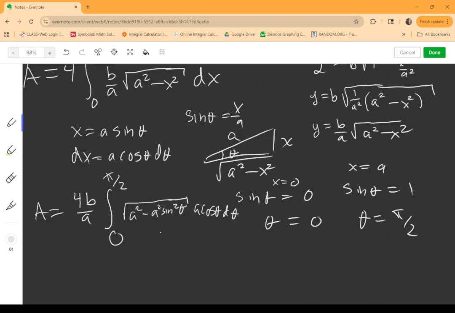Okay, and then factoring out a squared here and taking the root of that is a, but there's another factor of a here. From 0 to pi over 2. Actually, let me just write this out here. So we get a square root of 1 minus sine squared theta times cosine theta d theta, right? And again, factor out an a squared, took the root of that, which is a, times the a here. All right, and then continuing on here.